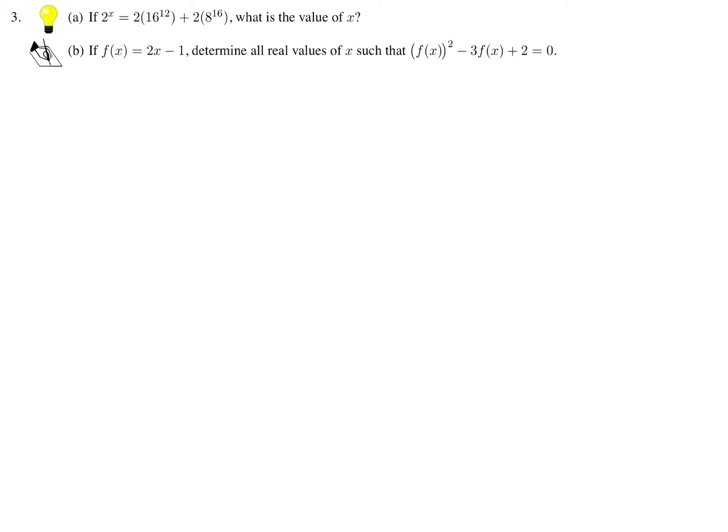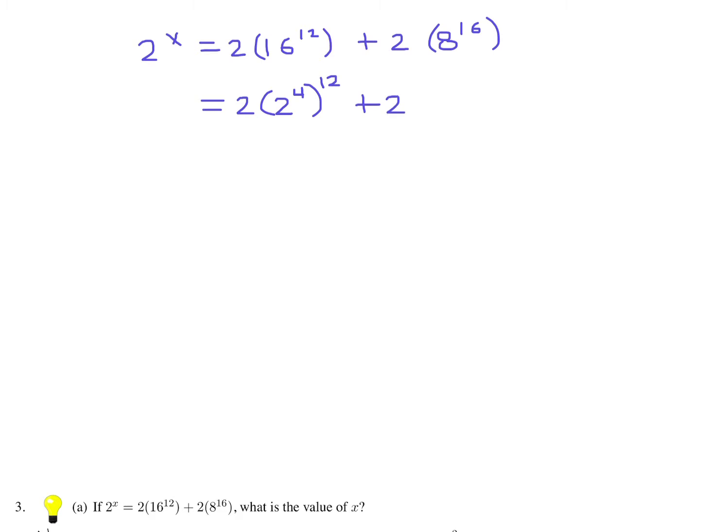If 2 to the power of x is equal to 2 times 16 to the power of 12 plus 2 times 8 to the power of 16, what is the value of x? Okay, shouldn't be too bad. So first thing, of course, the 16 we can convert to 2 to the power of something, and of course it's 2 to the power of 4, and that's going to be to the power of 12. The 8 is 2 to the power of 3, and that's to the power of 16.